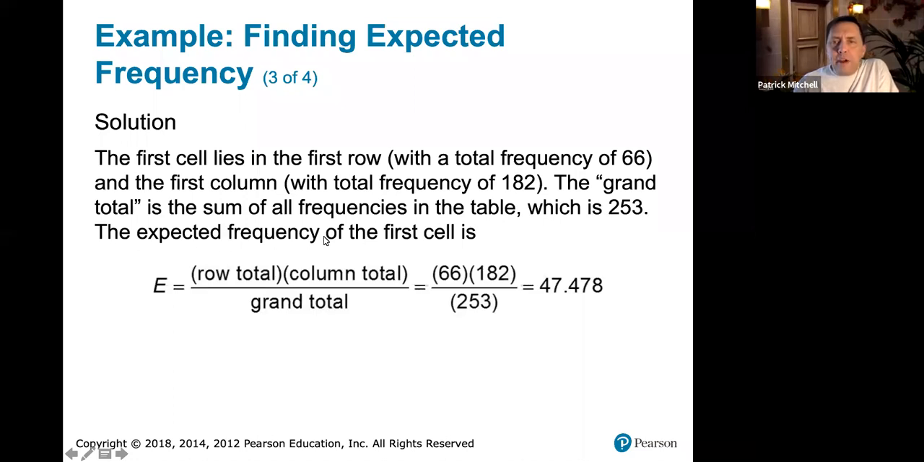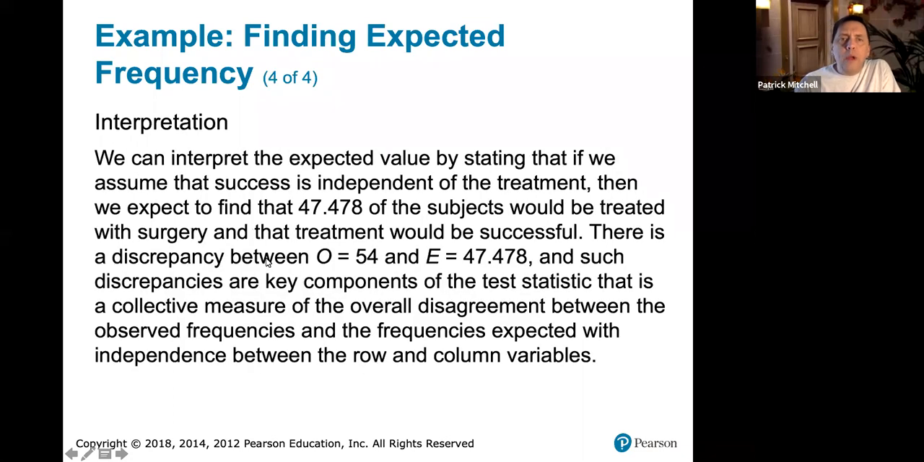Therefore, the expected frequency of the first cell is 66 times 182 divided by 253, which comes out to 47.478. We can interpret the expected value by stating that if we assume that success is independent of the treatment, then we expect to find that 47.478 of the subjects would be treated with surgery and that treatment would be successful.